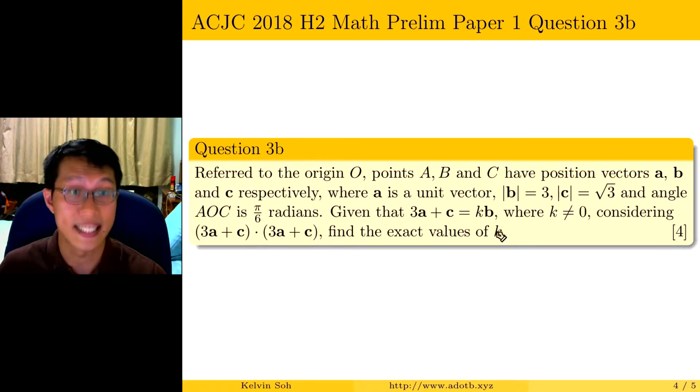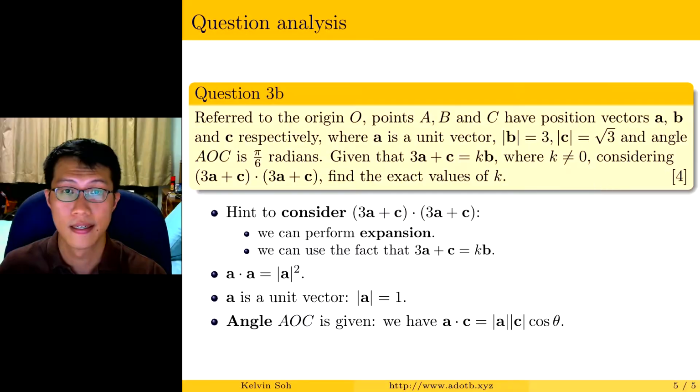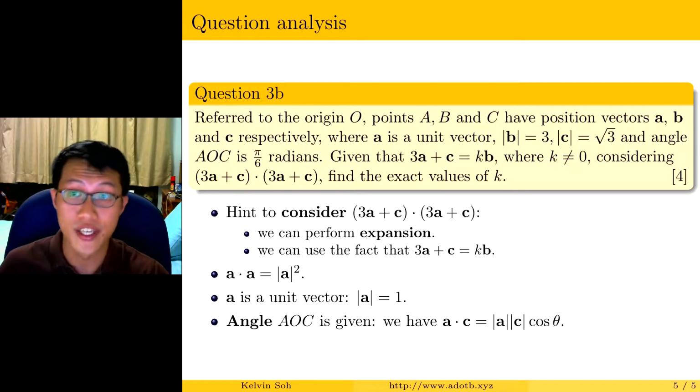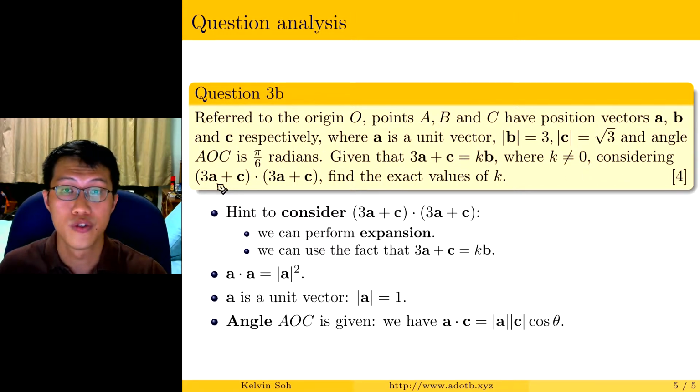So on to the analysis of this question. This question gives us a big clue as to where we should start our considerations. They ask us to consider (3a plus c) dot (3a plus c). So how do we proceed with such a starting point? One way we can proceed is to do expansion. We can expand to get 3a dot 3a, 3a dot c plus c dot 3a, and c dot c.